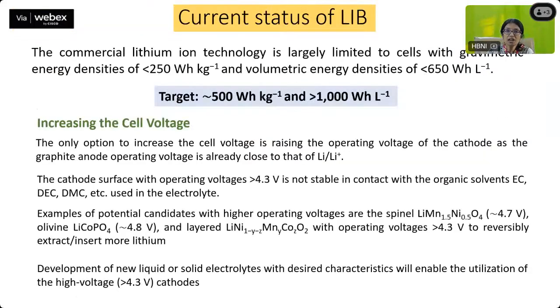So if you look into the current status of LIB, the commercial lithium-ion technology is largely limited to cells with gravimetric energy densities of less than 250 watt-hour per kg and volumetric energy densities of less than 650 watt-hour per liter.